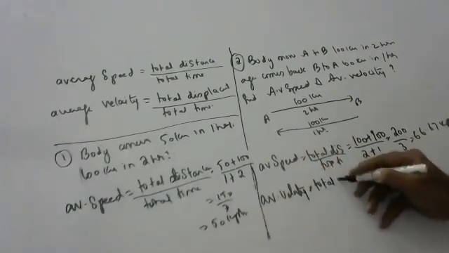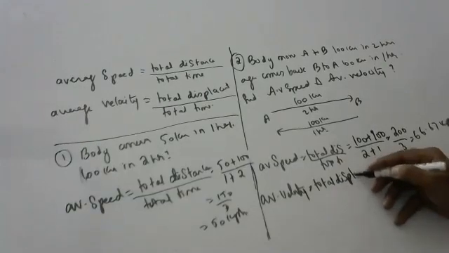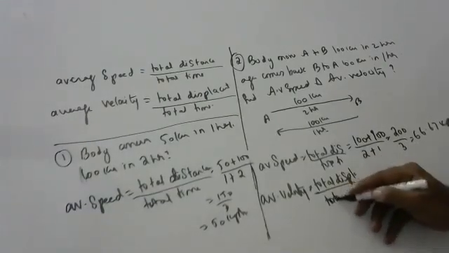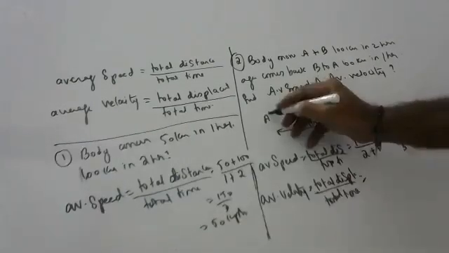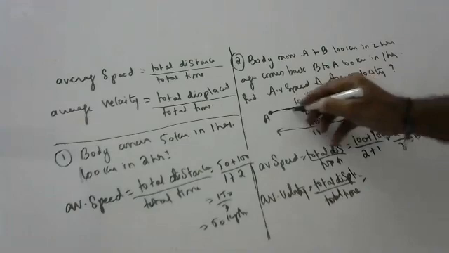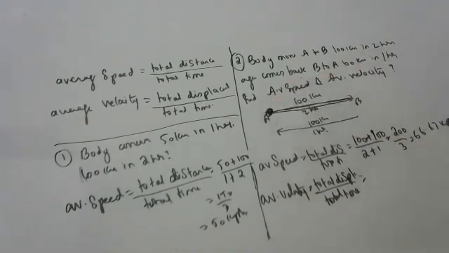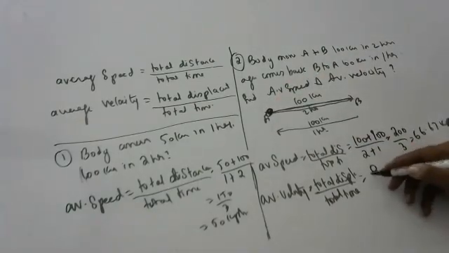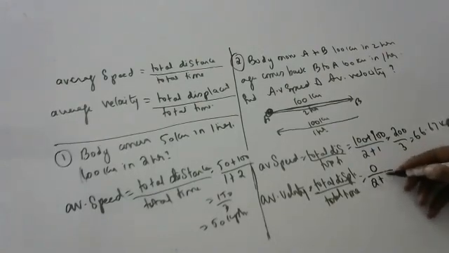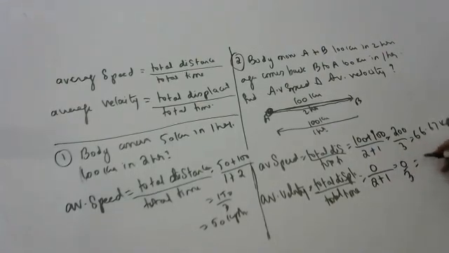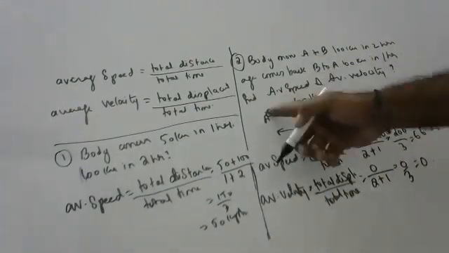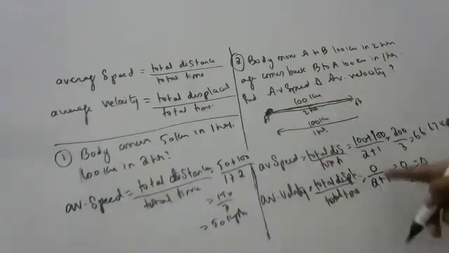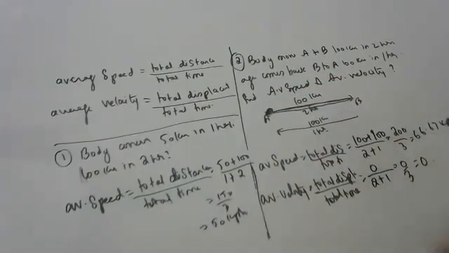Total displacement by total time. Why is it 0? Sir, because there is no difference between final and initial position. It is going from A to B and coming back to A. The distance between final and initial is the same, so the total displacement is 0. Time is 3, but 0 by anything is 0.